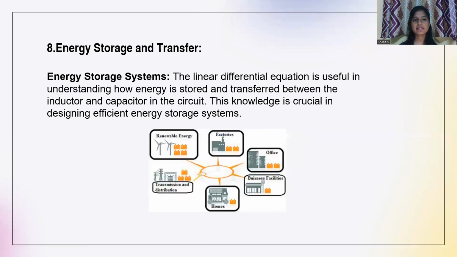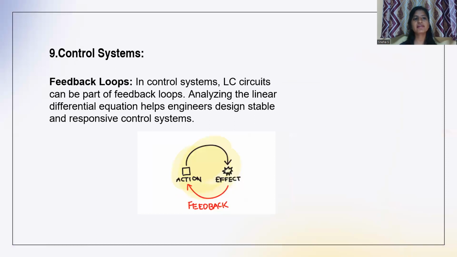And the eighth one is energy storage and transfer. Here the energy is stored and transferred between the inductor and capacitor in the circuit. We can find applications in renewable energy, factories, offices, business facilities, homes, transmission and distribution. And the final application of LC circuits is feedback loops. These help in building or designing stable and responsive control systems.